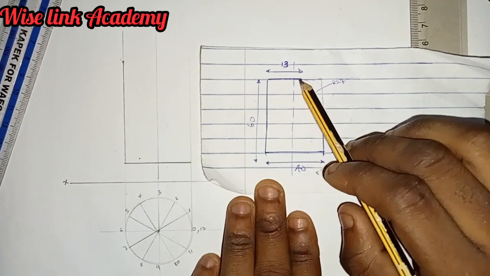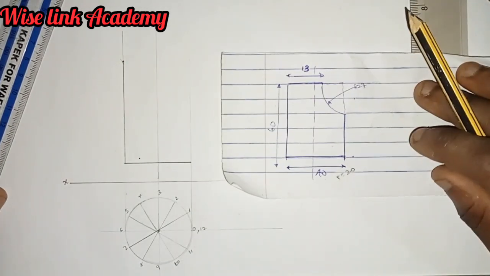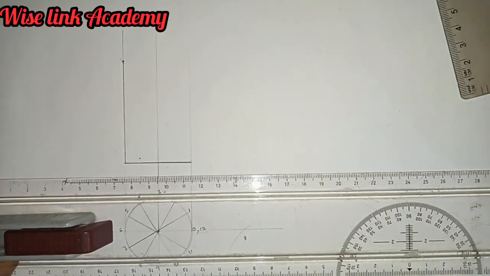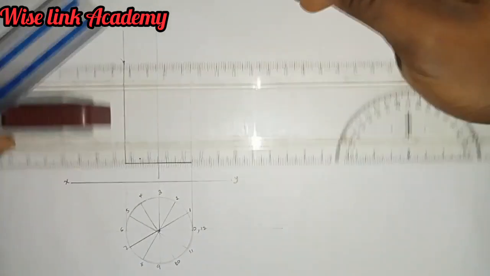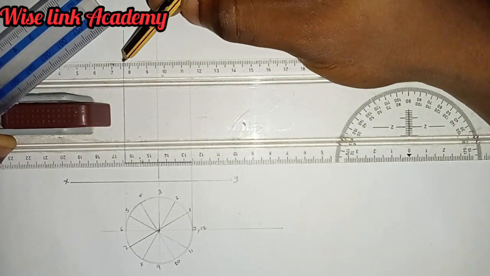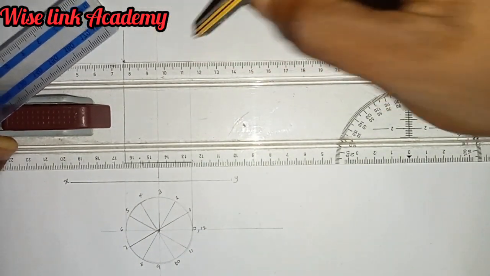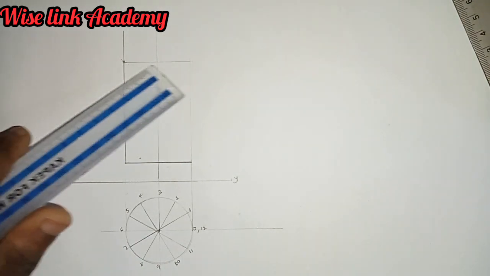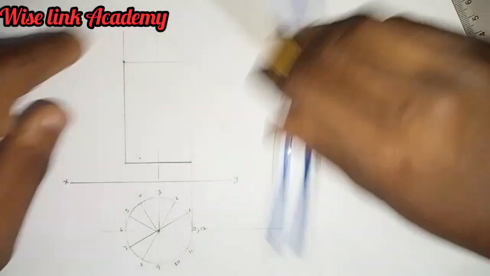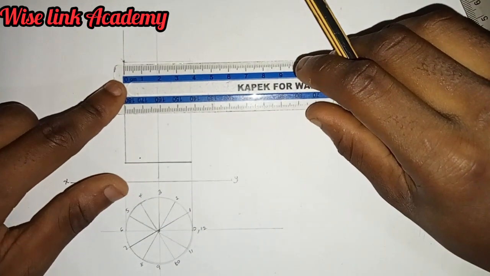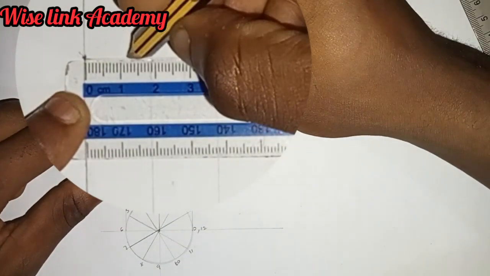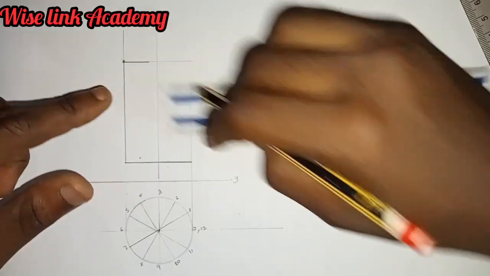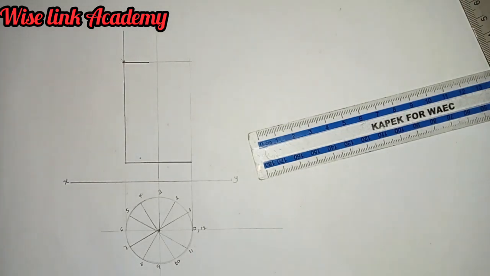Establish this 13. Before we do that, let's close this. We take a set square upward and close that point like this. So we measure 13 from where? Starting from here, to somewhere here. 13 is there, ticking it. This is my 13.